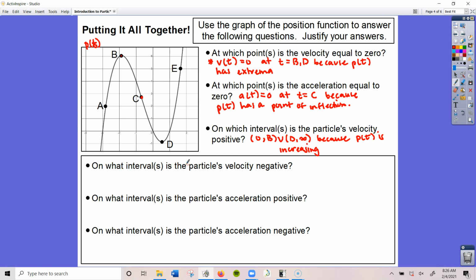Now, on what interval is the particle's velocity negative? Again, first derivative, negative, that means decreasing. So we would say from B to D because P of t is decreasing.